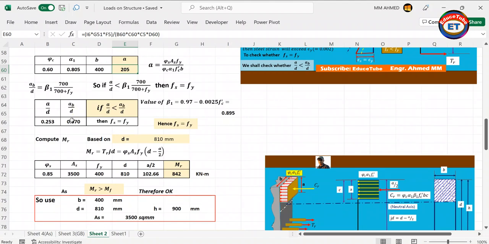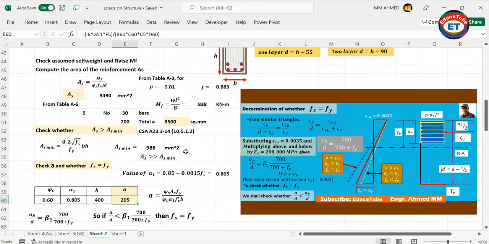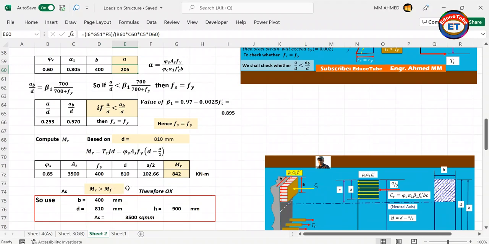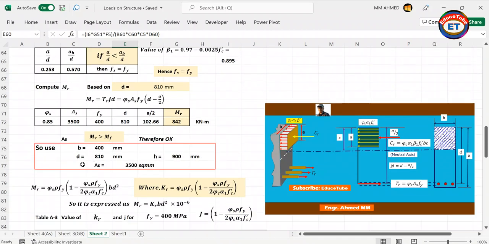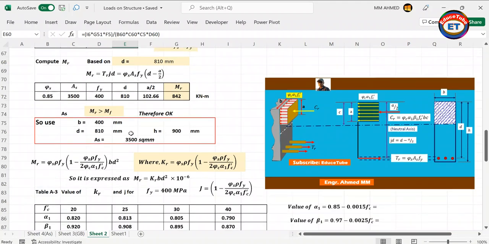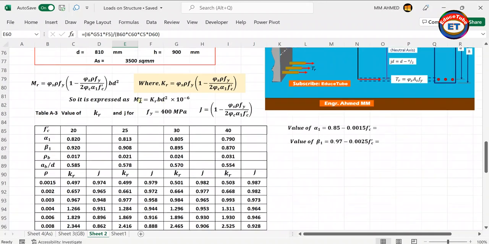Another thing, ab by d is always greater than 0.5, and a by d we must have less than 0.5. Now, based on d equal to 810, surely we can compute Mr. We know phi, As, Fy, d minus a by 2, so we can find Mr. It is 842. And Mf is 838. So surely our Mr is greater than Mf. So we are sure that b equals 400 millimeter, d equals 810, our steel is 3500, and h is 900 millimeter. We are now perfect with this. So we got the b and h. Actually, this is b and d. I think we are done with this. I think that's all for this.